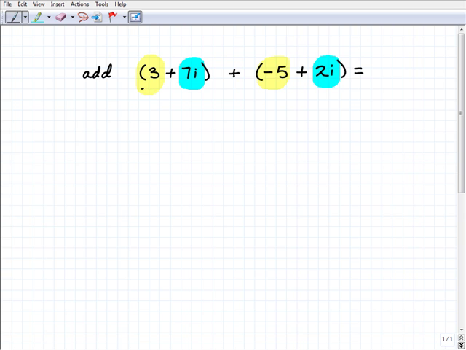So 3 plus -5 is of course -2, and then we're going to add that to the sum of 7i and 2i, which is 9i. Okay, that's it. Very easy. Now, of course, when you're working with complex numbers, you can add them, subtract them, multiply, and divide. We're going to basically just focus on addition, and let's do a subtraction problem here real quick.